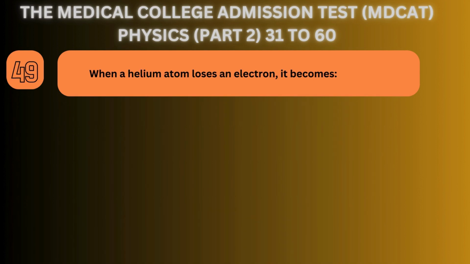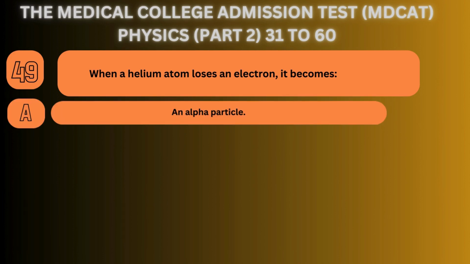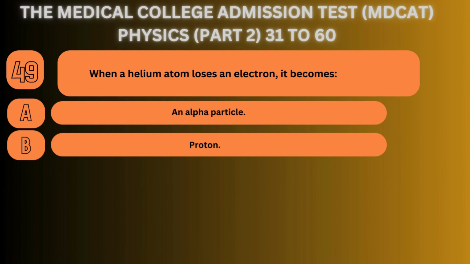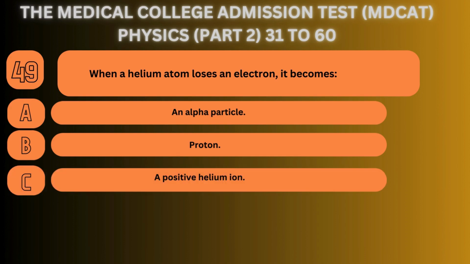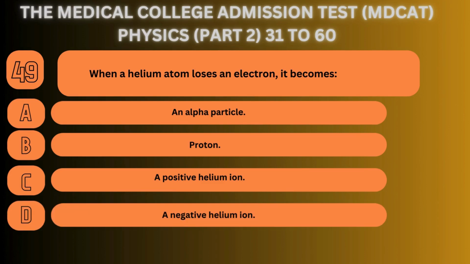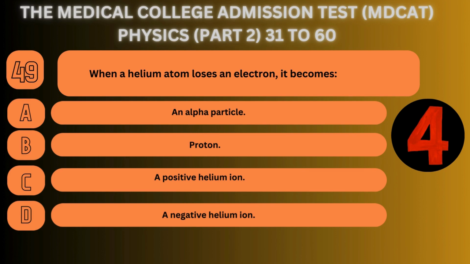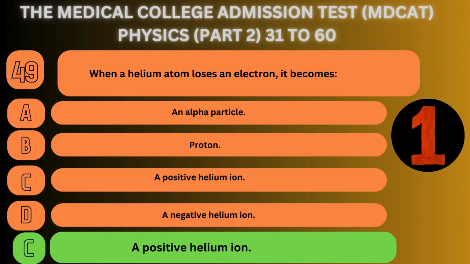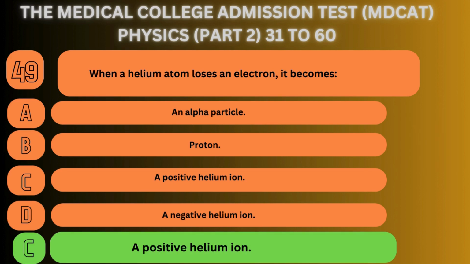Question number 49. When a helium atom loses an electron, it becomes? Option A, an alpha particle. Option B, proton. Option C, a positive helium ion. Option D, a negative helium ion. 5, 4, 3, 2, 1. Correct option is C, a positive helium ion.